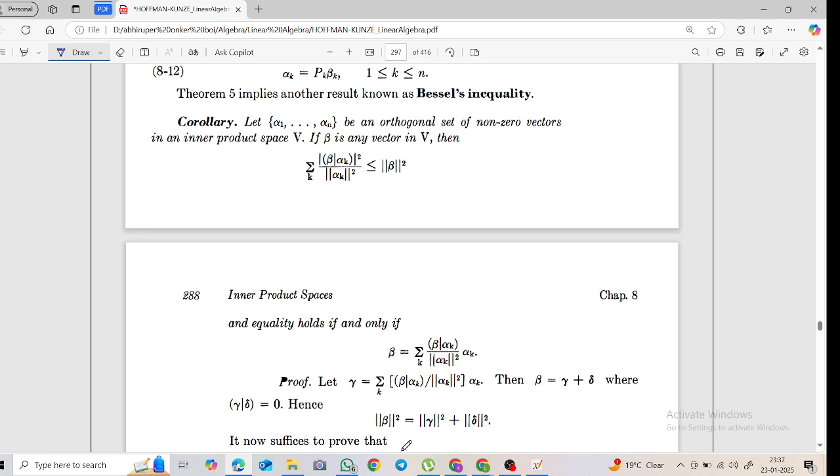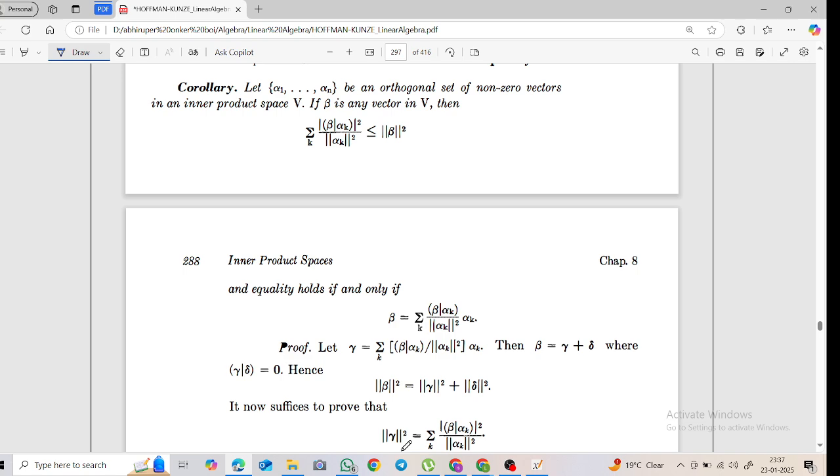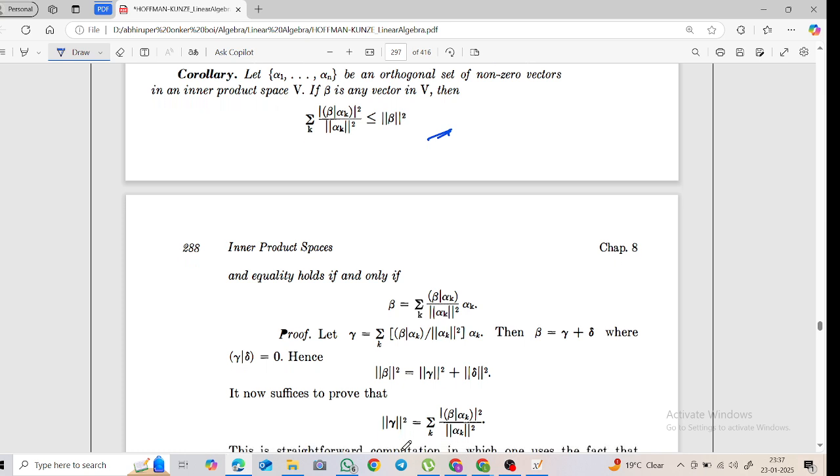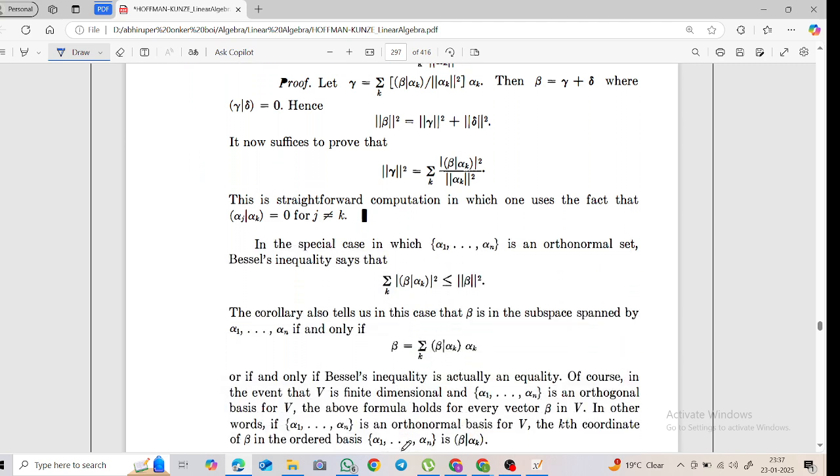This is known as Bessel's inequality. Equality holds if and only if... I do believe this statement is enough. Don't need too much stuff. I mean, not the proofs. These proofs are not very difficult.